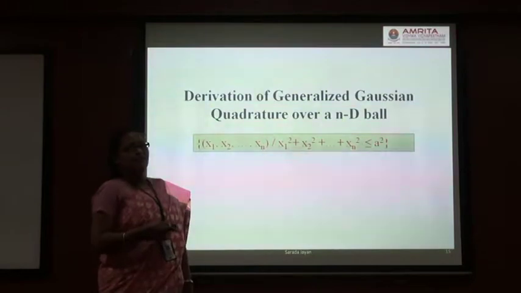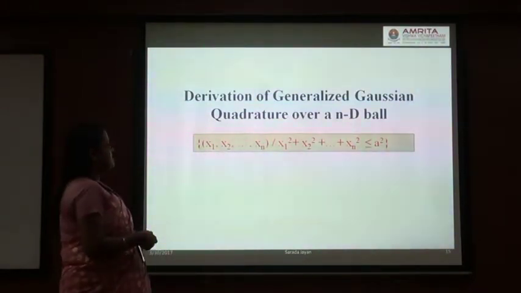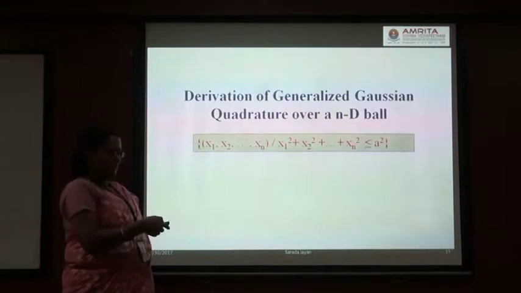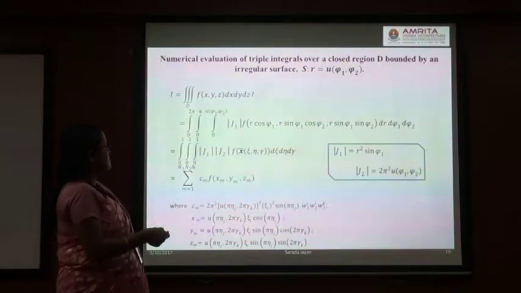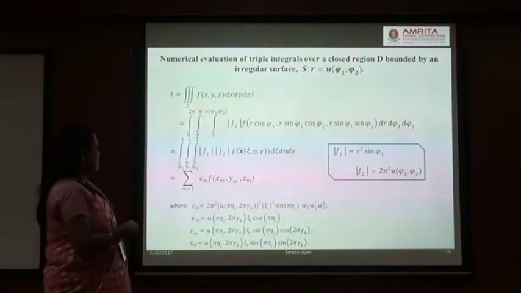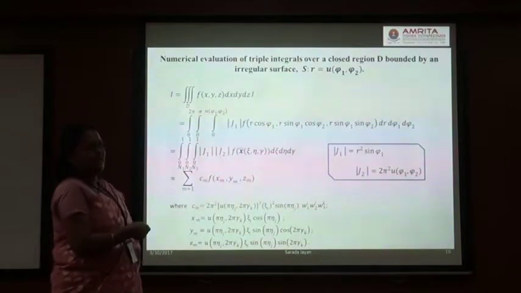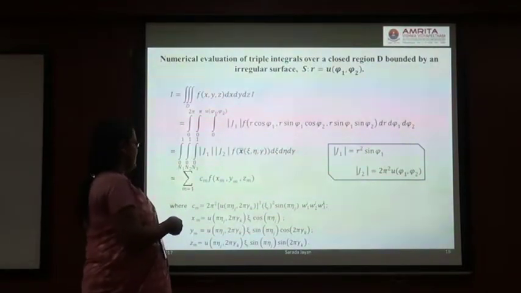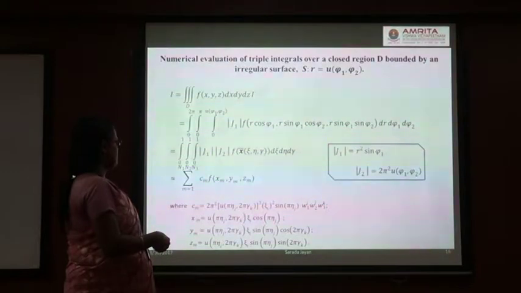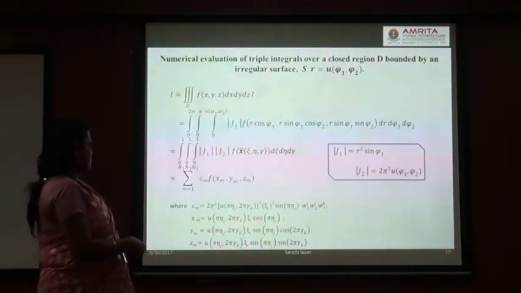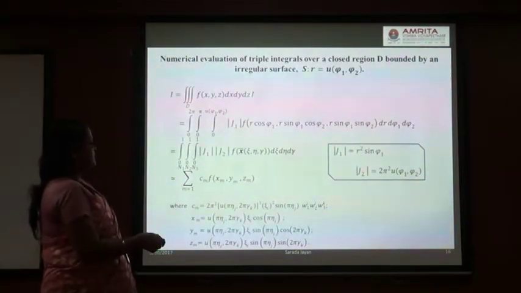The same thing derived for an n-dimensional case. This is an n-dimensional ball, an ND ball. For the ND ball, after applying the polar transformation, this becomes the integral value, and then it is reduced to an ND cube. When it is reduced to an ND cube, this becomes the integration formula, and the xm value is this, ym and zm. The function values for all these are given here. The Jacobian of the transformation is given, both the Jacobians in this particular one.